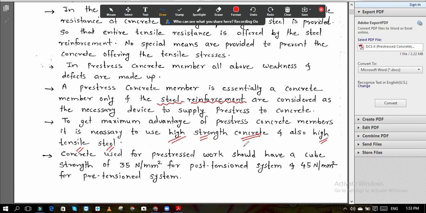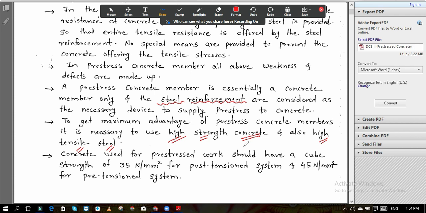This is the first thing for the pre-tension system. For the post-tension system, we apply the pre-stressing force after the bar is inserted in the concrete or placed at its proper position. Then we pour the concrete on that steel bar in the beam, and then we use the pre-stressing force.